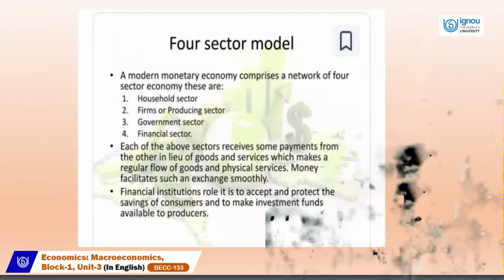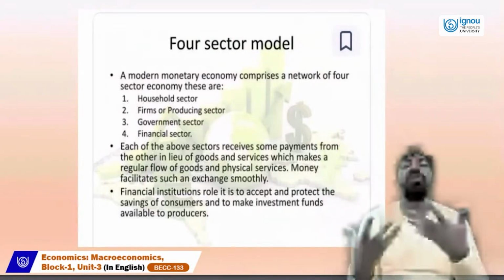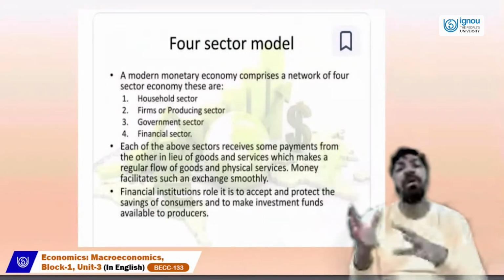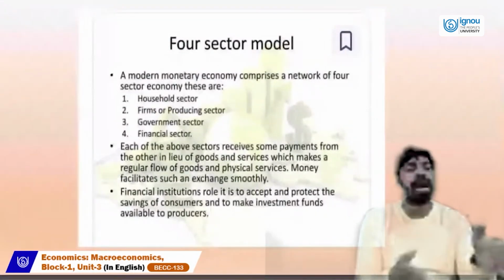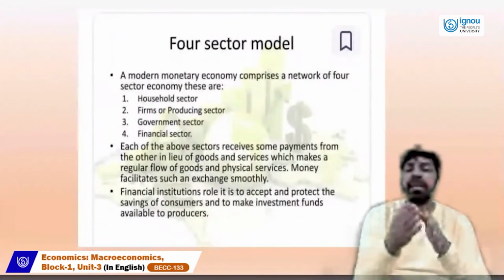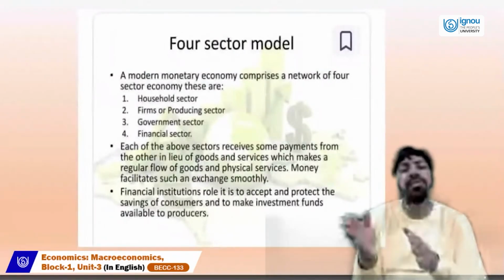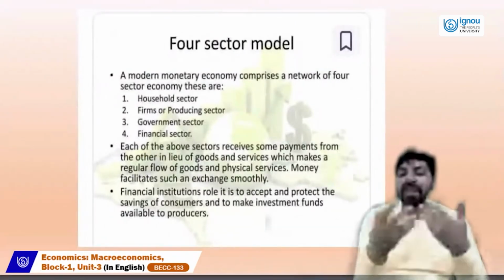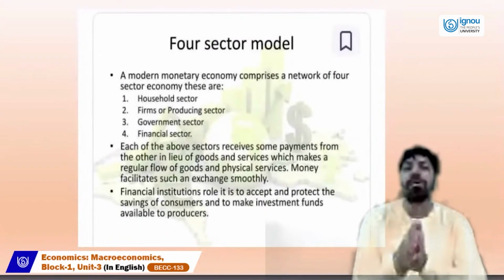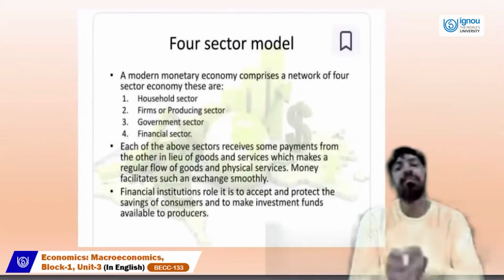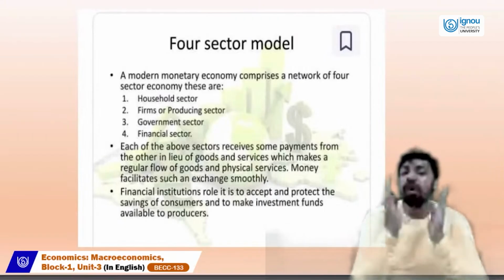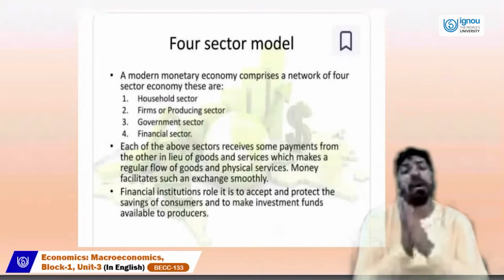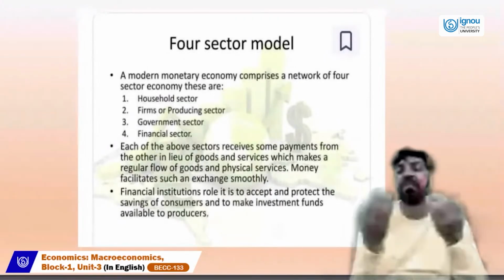So each of the above sectors receives some amount of payments in the form of producing or selling goods and services, which automatically runs a flow of goods and services regularly. And when we talk about the exchange of income, the exchange of money will always take place in all of the sectors. Households also work, producing for money.